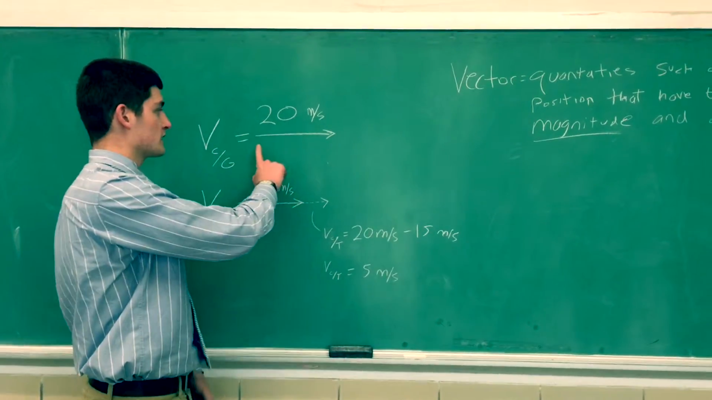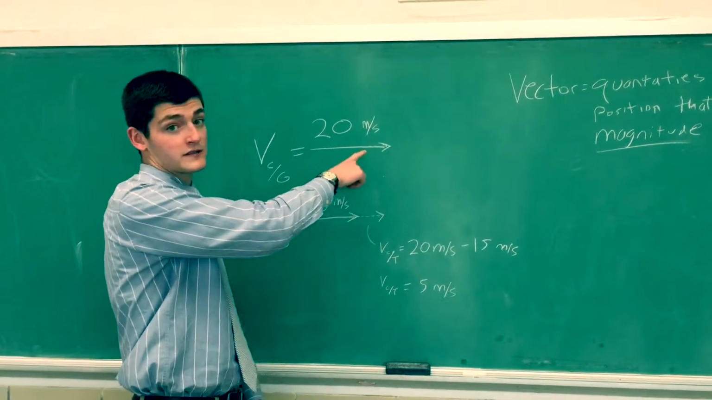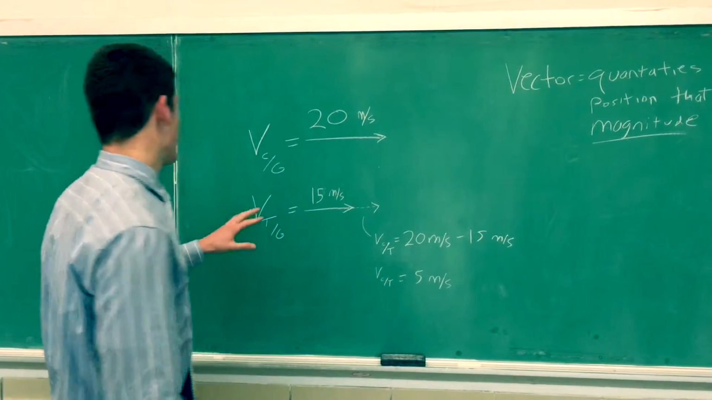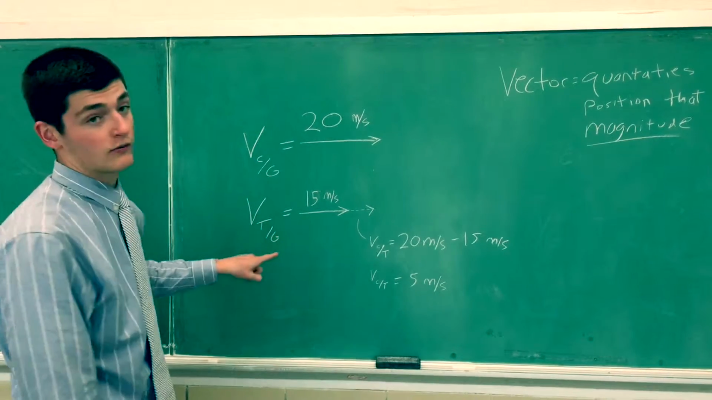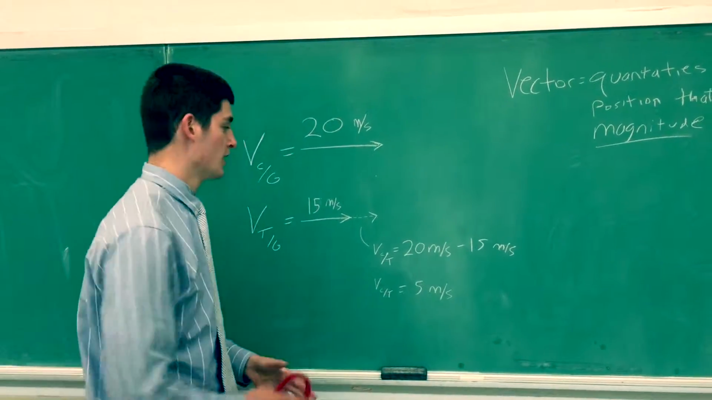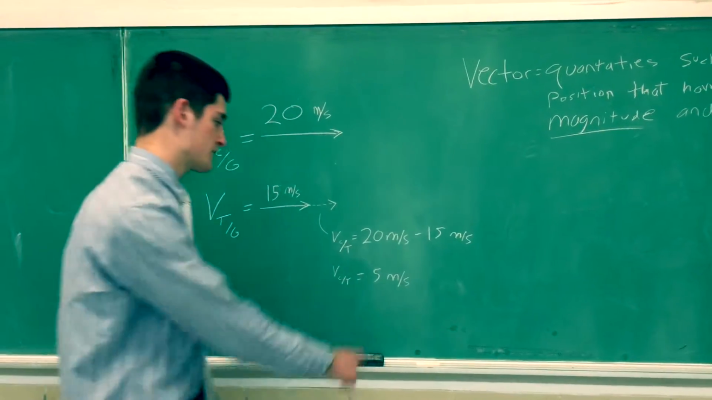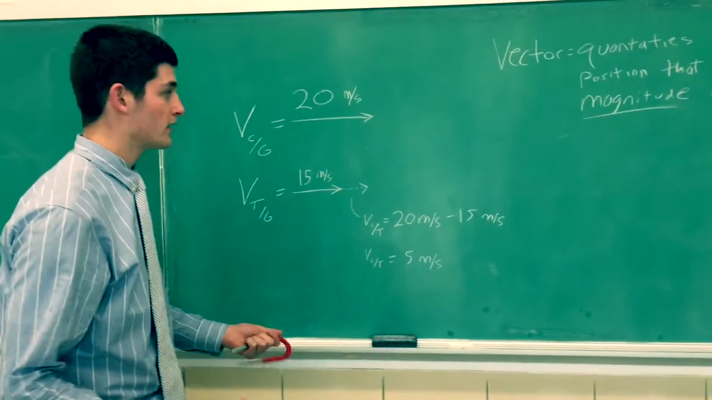So what we did is we have the vector of the car relative to the ground, which is 20 meters a second. Then we have the velocity of the truck relative to the ground, which is going 15 meters a second. So to figure out this problem, you have to do 20 meters a second minus 15 meters a second, and your resultant is going to be 5 meters a second. And that's all there is to it.